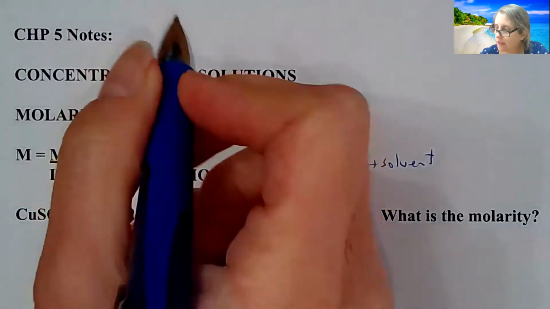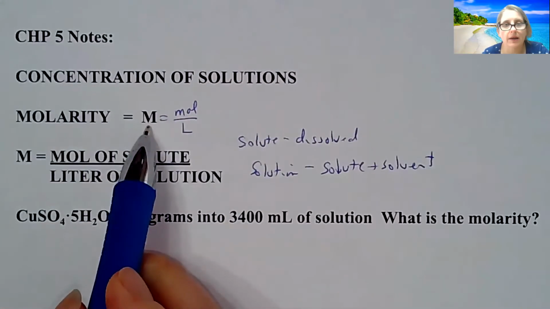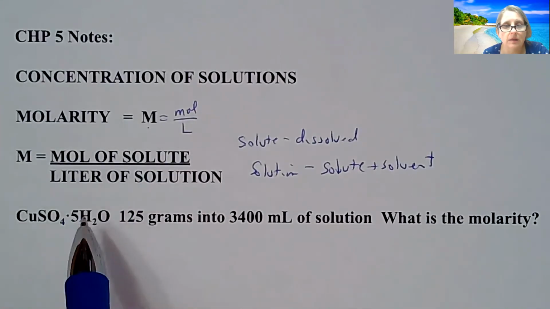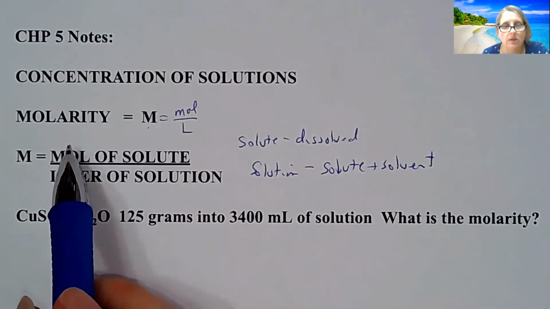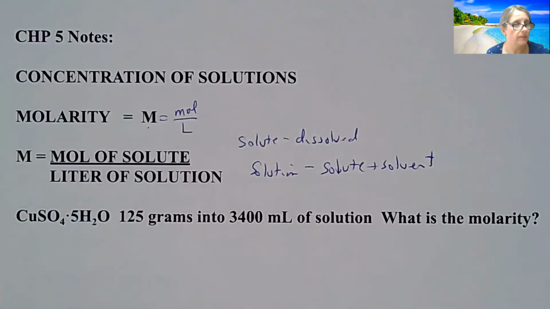So the unit I could use for this is a capital M, or I could use moles per liter, mol over L. So what you will have to do is some calculations with molar mass again. So you're going to need a periodic table and a calculator for these calculations. And there is a reason I'm picking certain compounds.